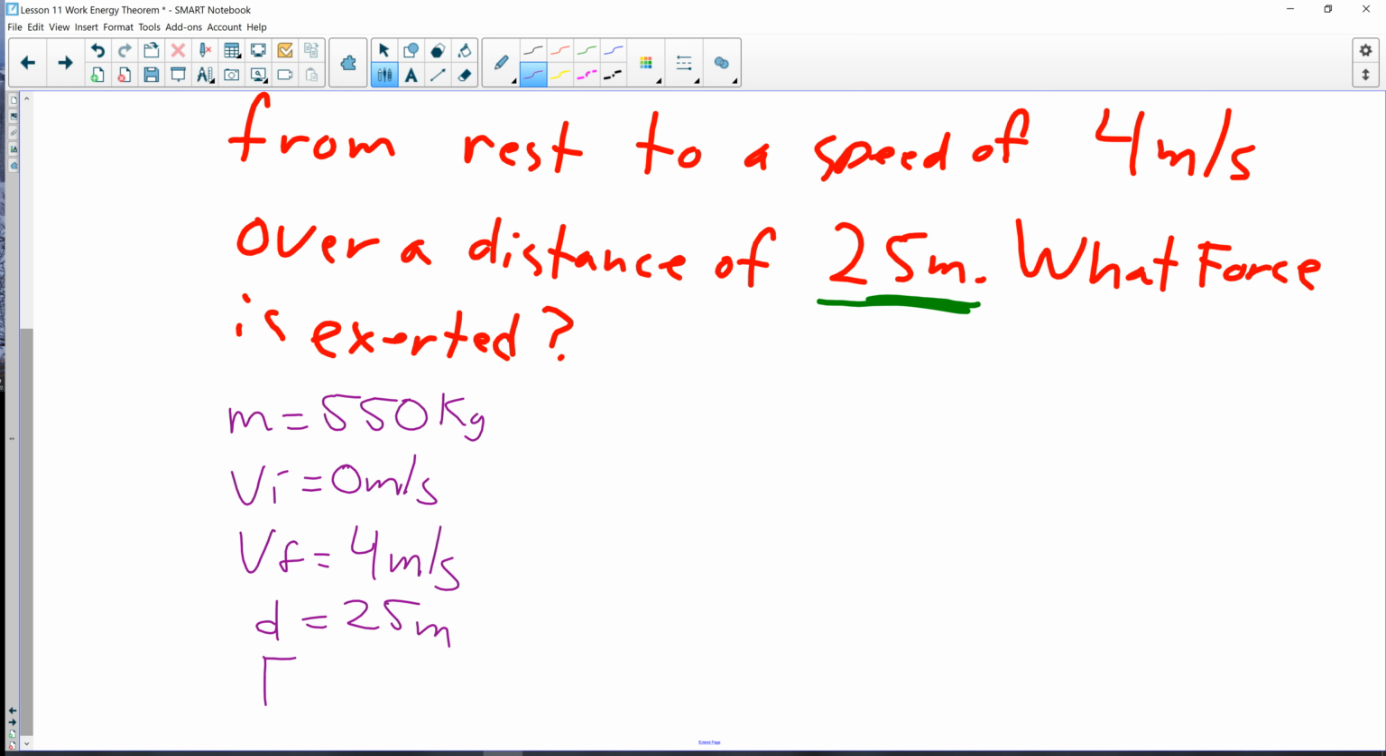What force was exerted? If I'm looking at my givens, I've got VI and VF, but I've also got distance and mass, so this is definitely not an acceleration problem. I wouldn't use a equals VF minus VI over t for this because I don't have the stuff for that. What I do have are distance, VI, VF, mass, and I'm looking for force. There's a change in energy going on here. It's going from 0 to 4 meters per second, which is a change in kinetic energy. So that's my second step. This is a work energy theorem question, and in this particular case, it's a change in kinetic energy.